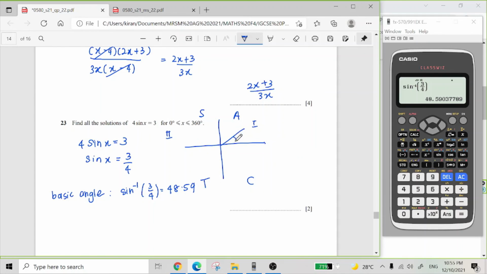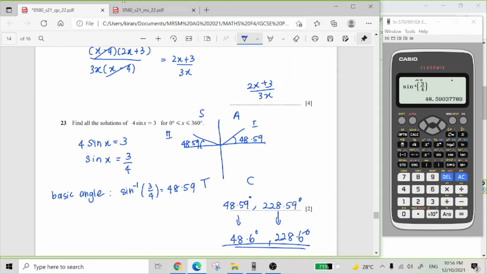So this is 48.59, and the other one is located here. So the angles are 48.59 degrees, and then 180 plus 48.59, so it would be 228.59. Since the answer of the angle must be in one decimal place, we change the answer to 48.6 and 228.6. That is the final answer.